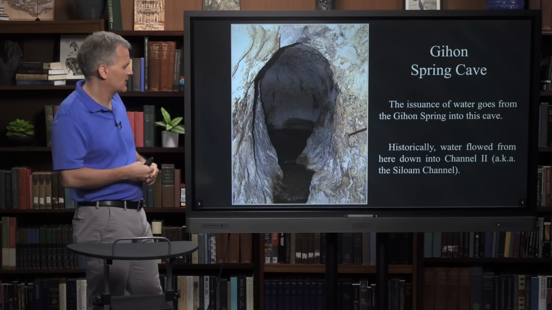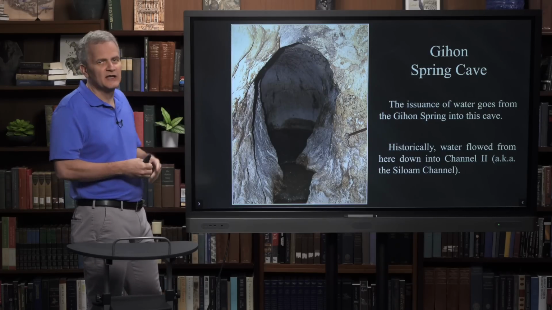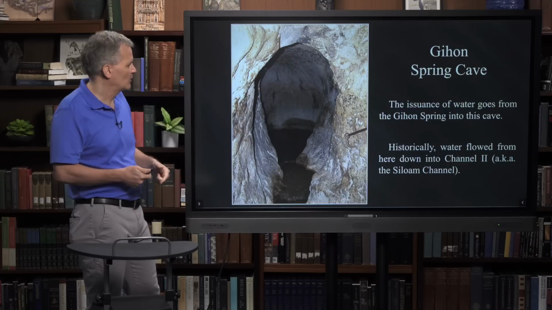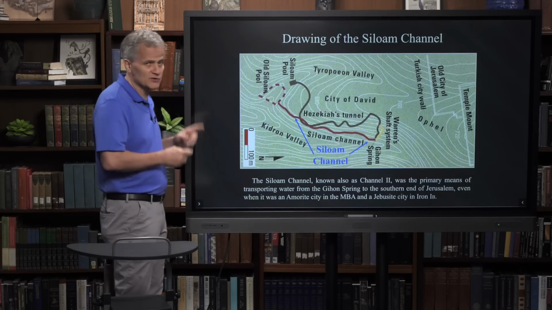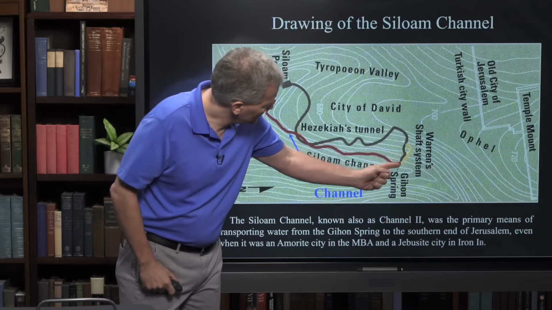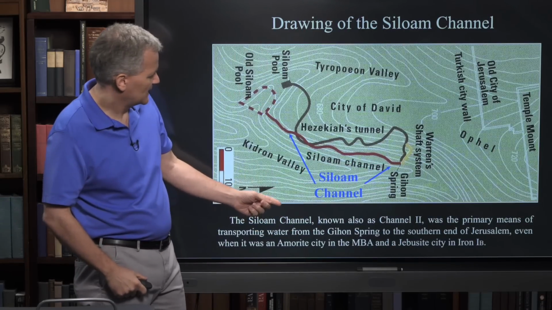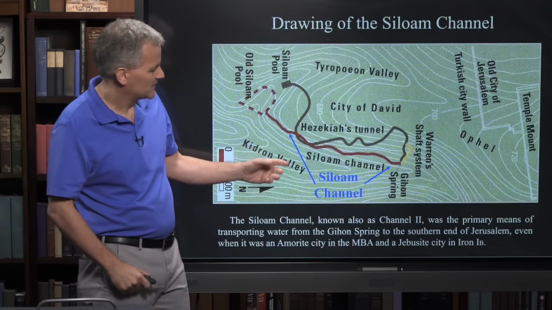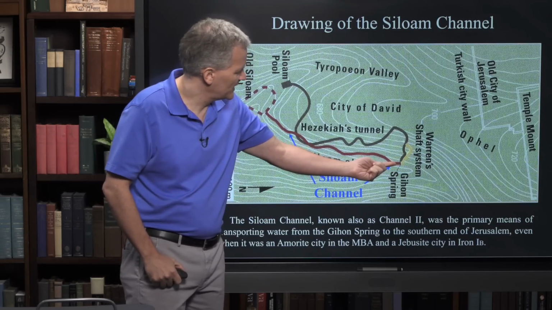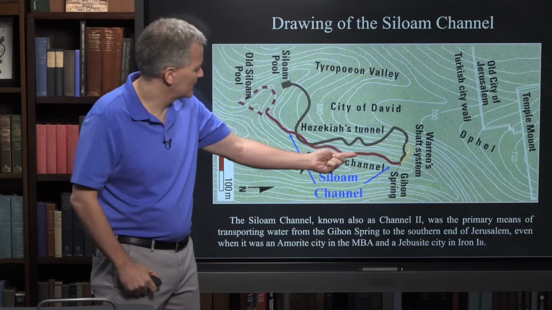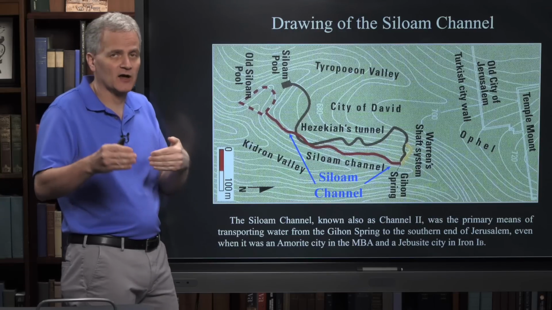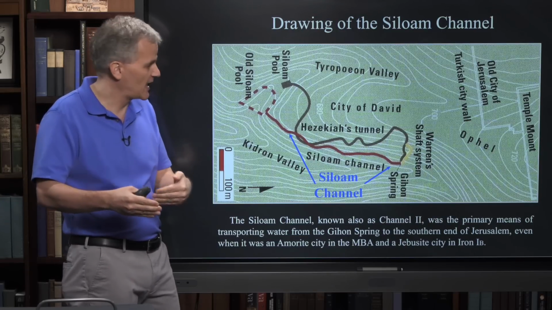Historically, water flowed from here down into what's called Channel 2. It's also known as the Siloam Channel. What does that look like? Well, here's how to understand it. The Gihon spring is here, and so the water essentially was coming forth from here, and it headed down this way, down this channel on the outside of the city. So this is down in the area of the valley itself, the Kidron Valley.